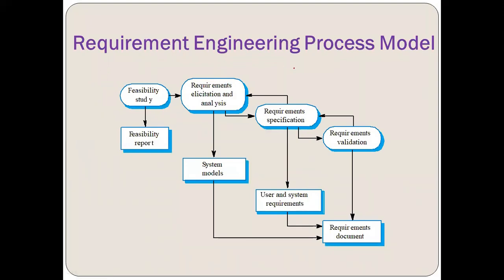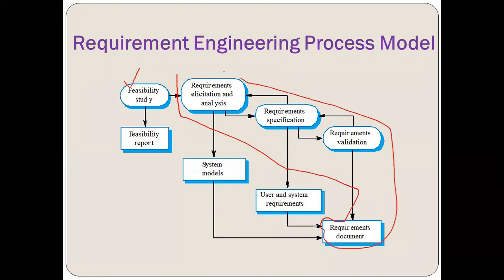Before that, we have taken up the complete process model in graphical format. The first thing is the feasibility study. This is termed a pre-step for the requirement engineering process. The basic steps of the requirement engineering process start from here to here. These are the basic 4 steps, and before these steps, the feasibility study is always done. Now, requirement elicitation and analysis is the first step.